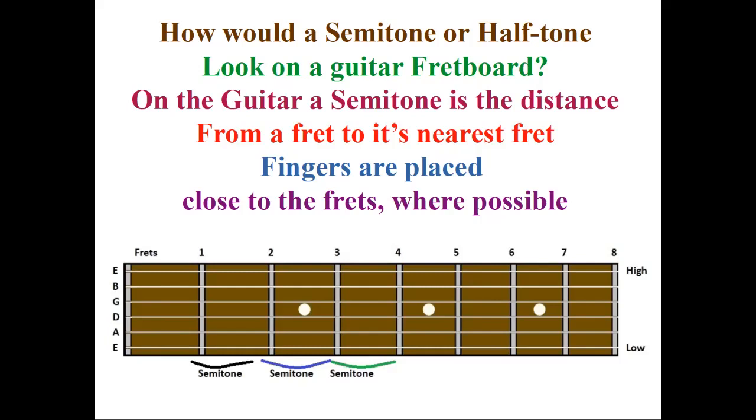So for example, if you go from just behind the first fret to just behind the second fret, that is a semitone. If you go from behind the second fret to behind the third fret, that is a semitone. And if you went from behind the third fret to behind the fourth fret, that would also be a semitone. Now your fingers on the guitar fretboard or fingerboard are always placed as close to the frets as possible.